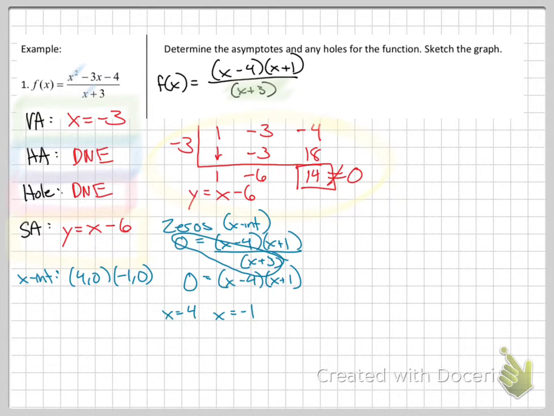My y-intercept: remember, you always make x equals 0. In my equation, this one's actually easier to use the original equation. 0 squared minus 3 times 0 minus 4 over 0 plus 3. Everything touching an x goes away, and you get negative 4 over 3. So my y-intercept is (0, negative 4/3).